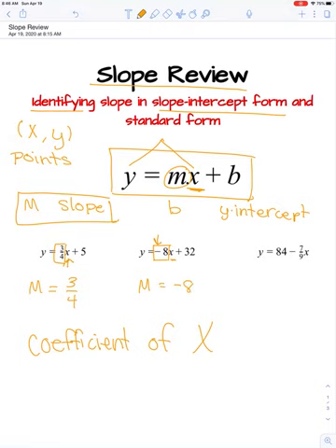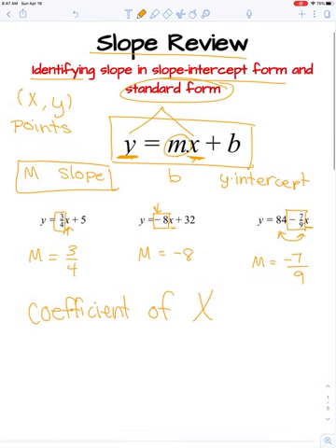Alright, this one, they flip-flopped everything, but just find your x, take the sign in front of their coefficient, so your m is equal to -7 over 9. Alright, so the main thing, as long as it is y equals mx plus b form, slope-intercept form, find your x coefficient. Alright, now we're going to look at standard form.